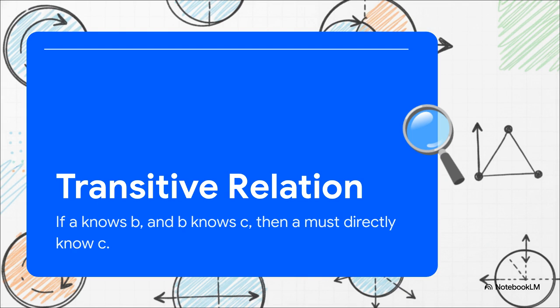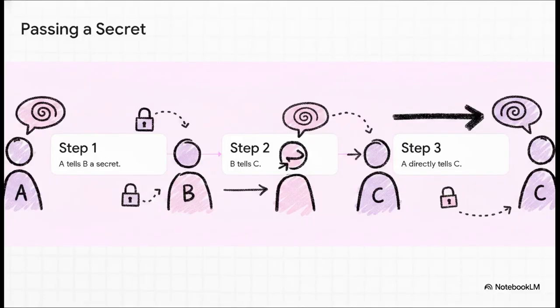But let's decode this visually. Think about passing a secret down the line. Step 1. Person A knows a secret and tells person B. Okay, so A is connected to B. Step 2. Person B turns around and tells person C. Now B is connected to C. For this whole situation to be a transitive relation, we need step 3 to be true. Person A must be able to skip the middleman entirely and tell the secret directly to person C. If that direct jump from A to C exists, the chain is completely connected, and boom, your relation is transitive.